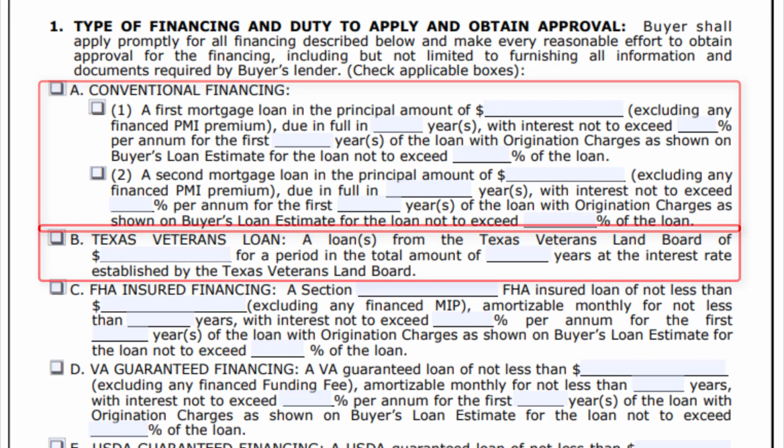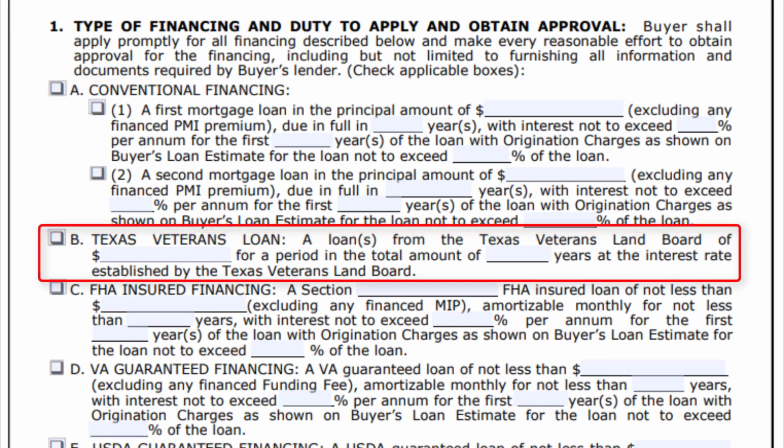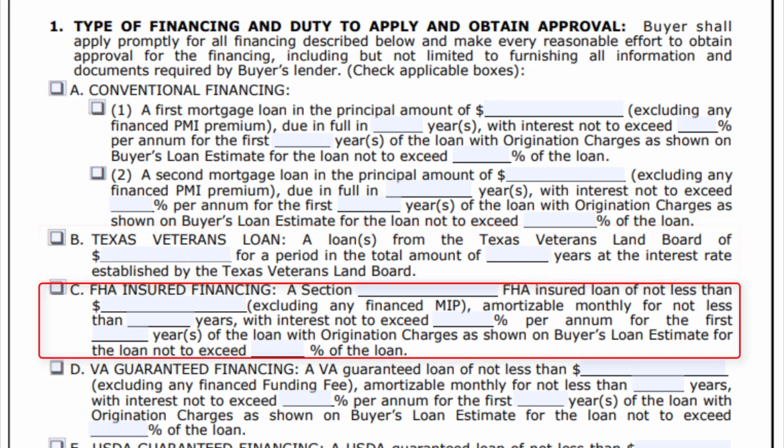Then the next section we have is the Texas Veterans Loan. And this is a loan from the Texas Veterans Land Board of blank amount. Again, this is the loan amount, not the sales price or the down payment, for a period in the total amount of, and then you have the number of years that the loan is going for at the interest rate established by the Texas Veterans Land Board. That's pretty self-explanatory there. The next section is probably your most used section, which is going to be the FHA.